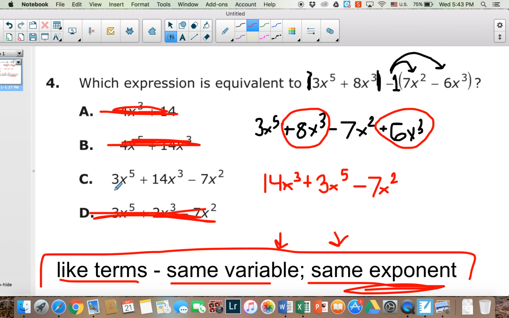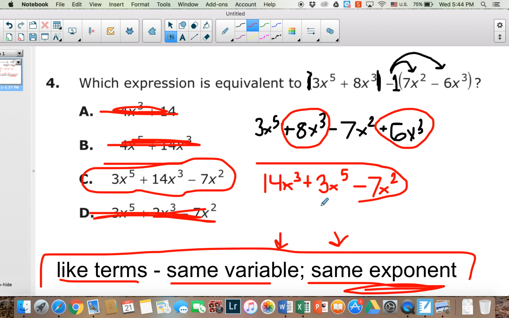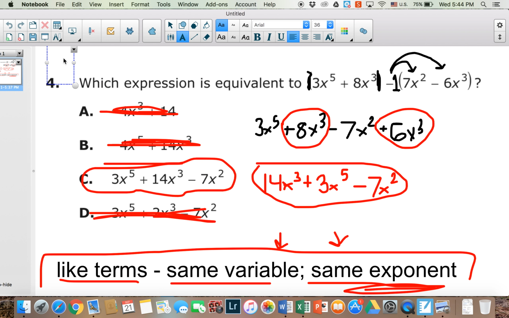It really doesn't matter here that the 3x to the fifth and the 14x to the third are in a different order. That is the commutative property that tells us that you can add things in any order. It would still give you the same solution. Just like we know 5 plus 2 is the same as 2 plus 5. That's the commutative property. So there you have it.